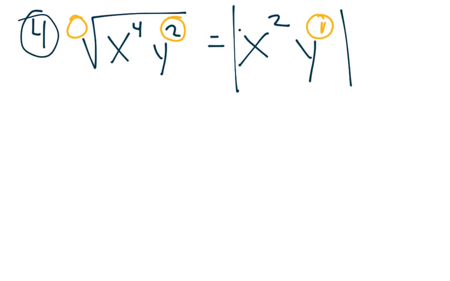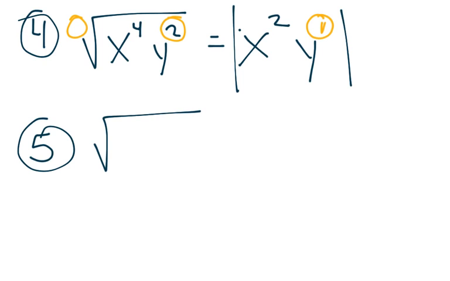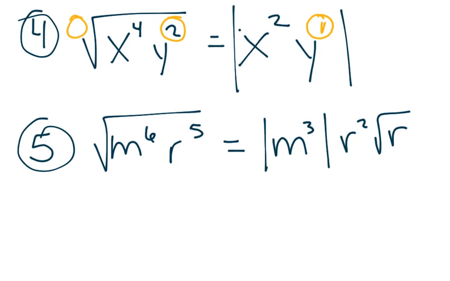Let's do one more. I'm going to write this one, and then I will show you the answer. M to the 6th, r to the 5th. Hit pause, and then turn it back on and see if you get the right answer. The correct answer is the absolute value of m cubed, times r squared times the square root of r. Now remember, 6 divided by 2 is 3, and this is an even, odd. That's why we have the absolute values there.